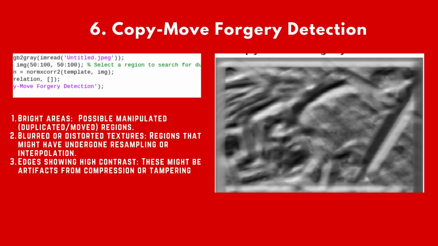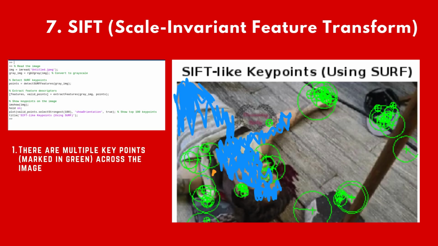Bright areas could possibly be manipulated, duplicated, moved. Blurred or distorted textures indicate that the regions might have undergone resampling or interpolation. Edges showing high contrast might be artifacts from compression or tampering. Now, we are using SIFT, Scale Invariant Feature Transform, for better accuracy.